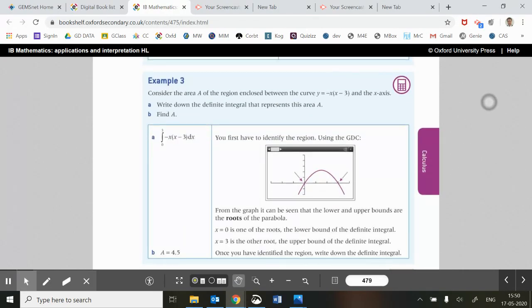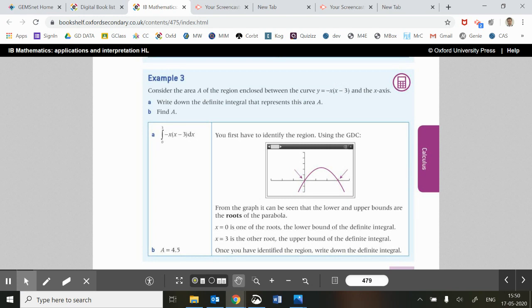Right, example 3. So consider the area of the region enclosed by the curve and the x-axis. Well, first of all, we need to know where the curve is relative to the x-axis. So on your GDC, you're going to need to find where that region is, and come up with a little sketch of that as well. You probably know that this crosses at 0 and 3, because those are your roots. So 0 and 3 are going to be your limits in this case.